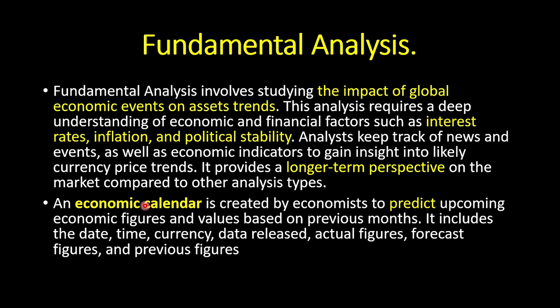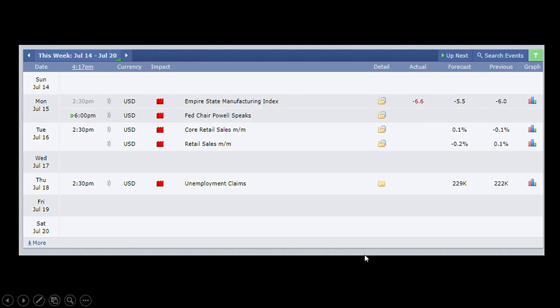So there's what we call an economic calendar. This is created by economists to predict upcoming economic figures and values based on previous months. Meaning there will be certain values that will be predicted, and this can help us have an insight into what can happen when the news is released on a specific date. It includes things like the date, the time, the currency, the data released, the actual figures, what the forecast was, and the previous figures. So here is an example of an economic calendar.